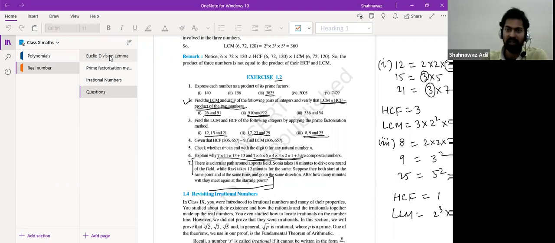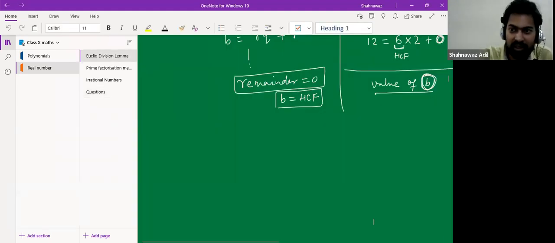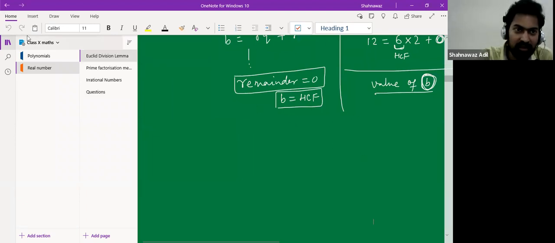So there is a drawback in Euclid division lemma or algorithm, because from Euclid division algorithm, you can only calculate the HCF of two numbers, right? You can't calculate the HCF of three numbers. Understood? Yeah. So let me write, because I have already done this in the previous classes. Just a quick recap.